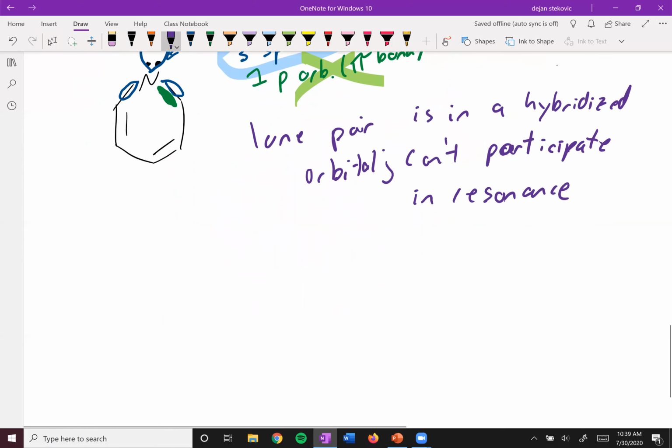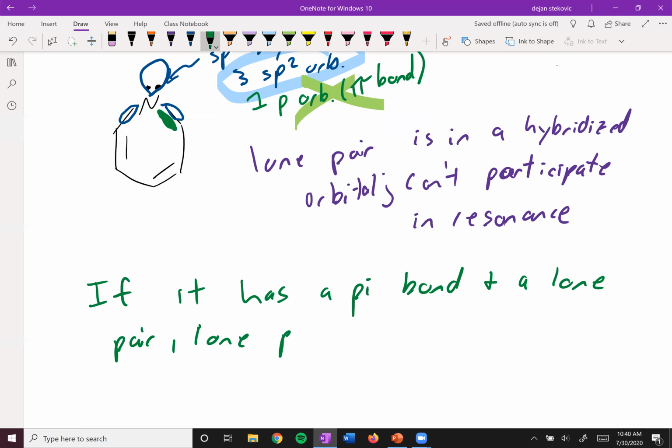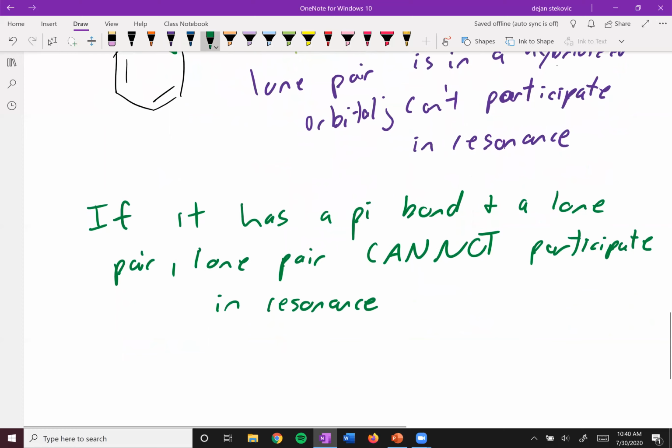And so the little trick to memorize this stuff, if this is what you want to use, my suggestion is just to do practice problems, and then you'll get the flow of it. But the little trick here is if it has a pi bond and a lone pair, the lone pair cannot participate in resonance. And that's because that lone pair is in a hybridized orbital because the p orbital is already filled up with electrons from the pi bond.